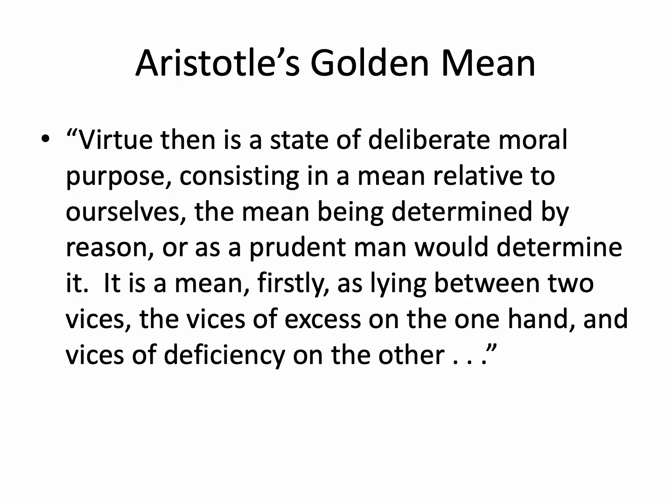A virtue is a state of deliberate moral purpose consisting in a mean relative to ourselves, the mean being determined by reason, or as a prudent man would determine it, what Aristotle calls the phronesis, the wise person that has practical wisdom. It's a mean lying between two vices, the vices of excess on the one hand and the vices of deficiency on the other. As we learned last week, we have this big chart of virtues and vices, but we don't seem to get anything like a decision procedure, like a universalizability test or a utility calculation, from the golden mean.